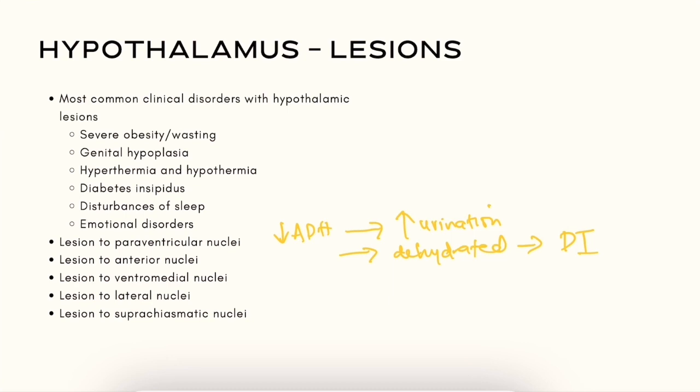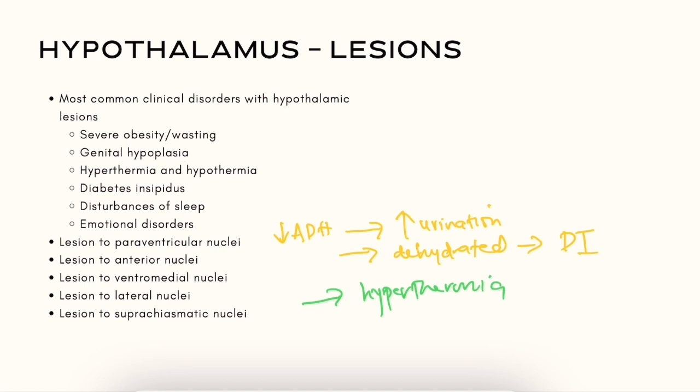Now, what would happen if you get a lesion to your anterior nuclei? So again, your anterior nuclei, anterior temperature, anterior heat. This is your heat loss center. Anterior nuclei is for your heat loss center. So you would have the inability to lose excess heat. You get hyperthermia.